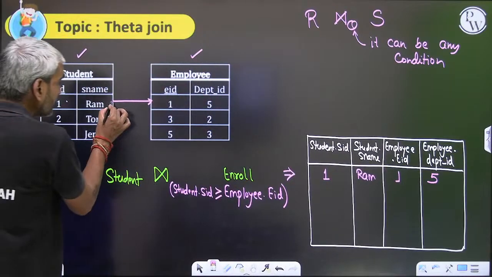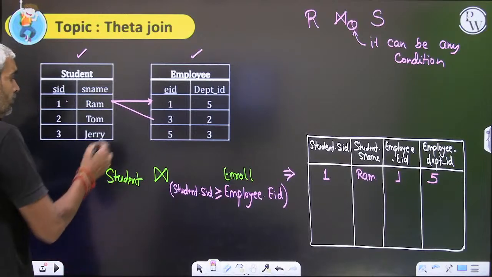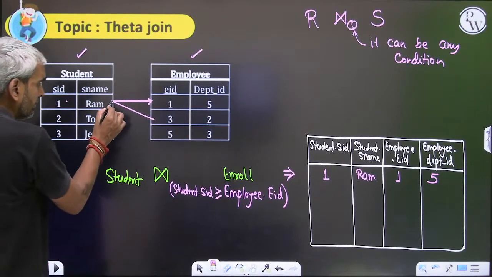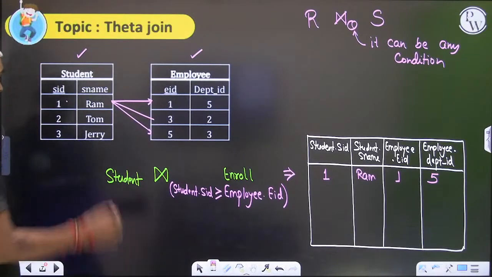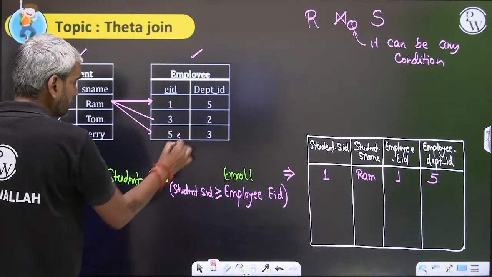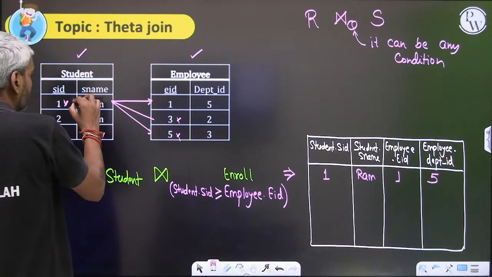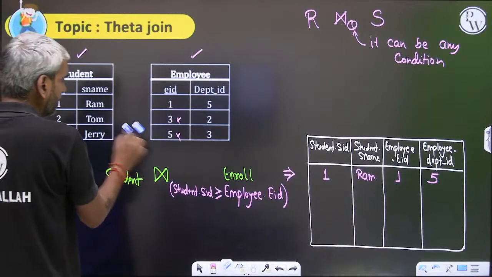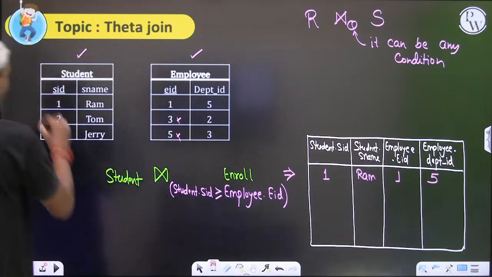Similarly, in this specific case, 1 is not greater than or equals to 3. Therefore, 1 RAM 3 2 will not be present in the resulting table. 1 RAM 5 3 will also not be present in the resulting table because 1 is not greater than or equals to 5. In this case, 1 is not greater than or equals to 3, but 1 is greater than or equals to 1. Clear? So, this will be the only tuple available with respect to 1 RAM of student table.